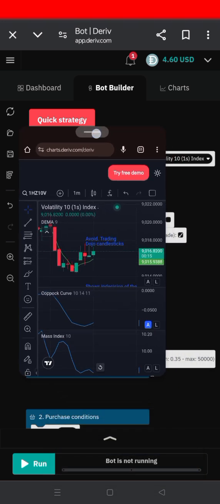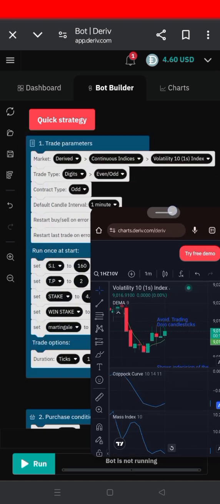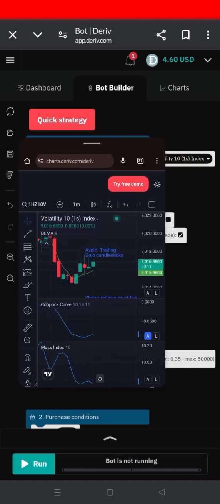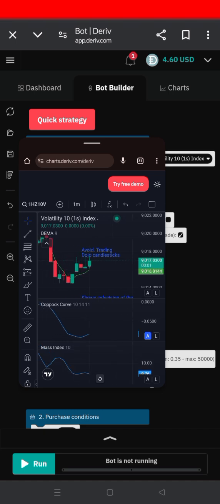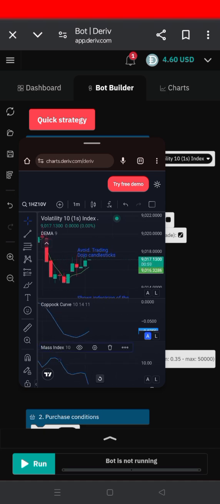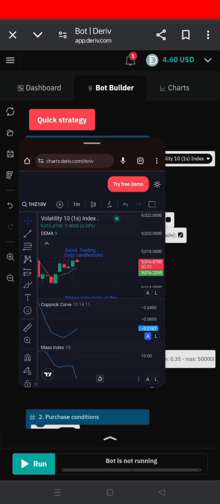So you can see that candlestick. I wanted to enter odd, so maybe you can enter at an odd market, because you can see the mass index, but unfortunately the mass index, the Coppock Curve, is still not showing us a good direction, and the candlestick forming is moving and retracing behind.